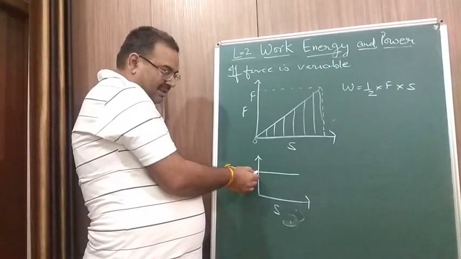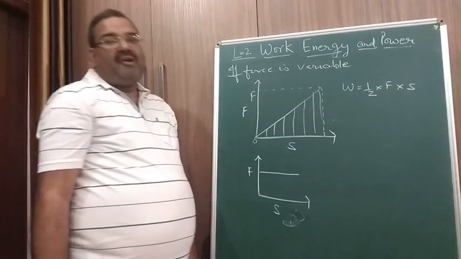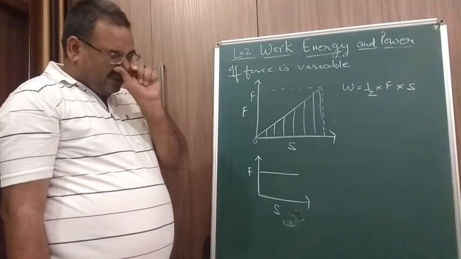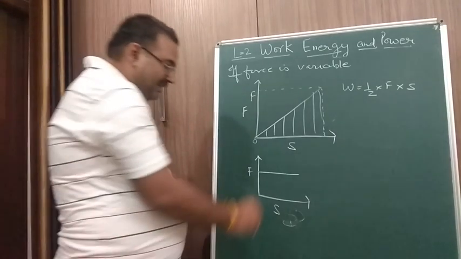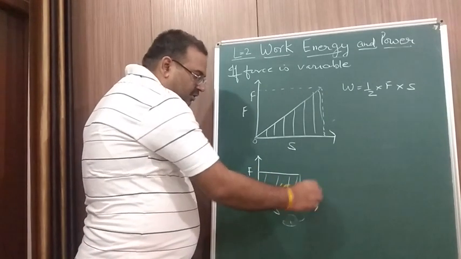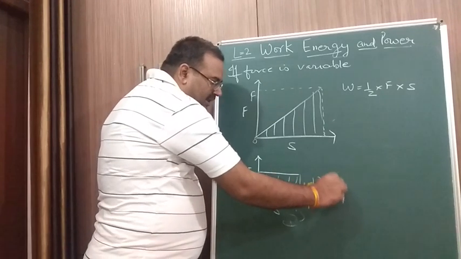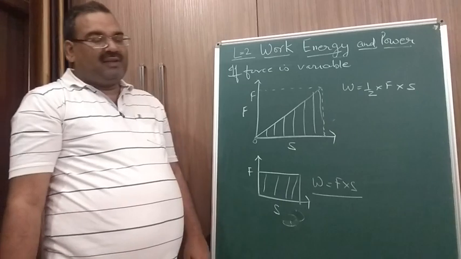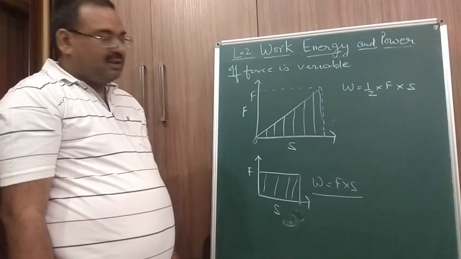Here you can see the line is parallel to the x-axis. It means that force is constant. Then the area under the graph will be the area of the rectangle. So that is work done equal to F into S. Okay. So graphically also we can calculate the work done.